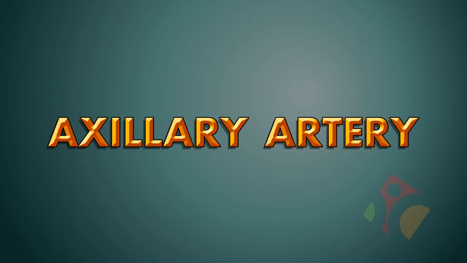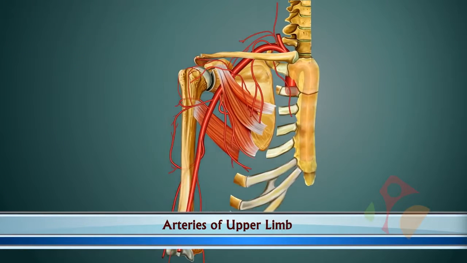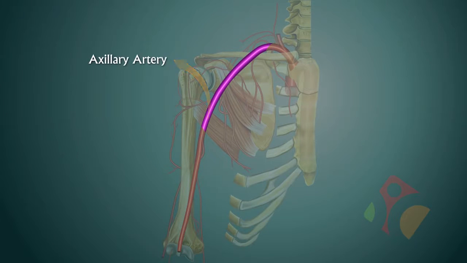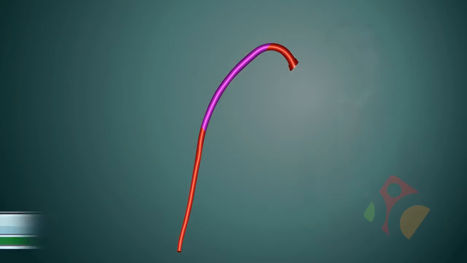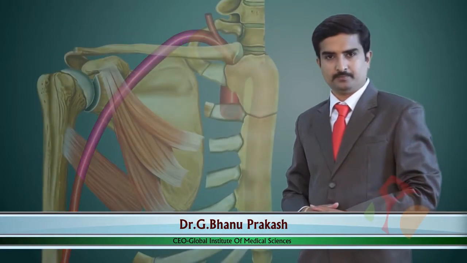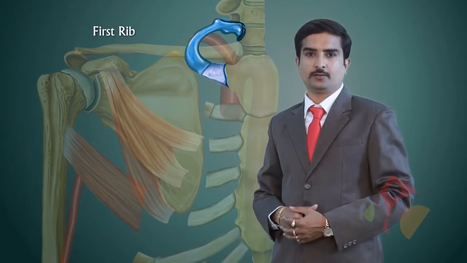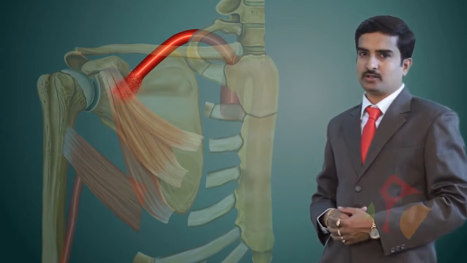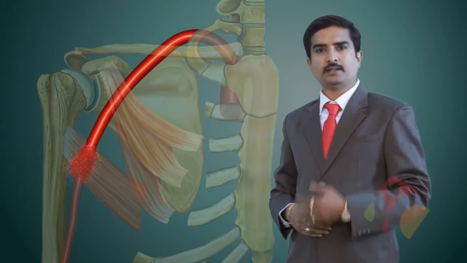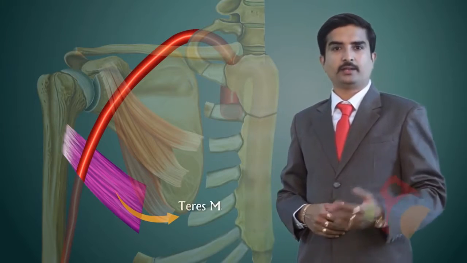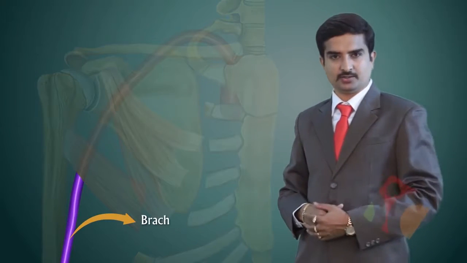Today's class of gross anatomy, after the completion of the arteries of the upper limb, that is the subclavian artery, we are into the next artery that is called the axillary artery. The axillary artery is the main artery of the upper limb. It begins from the outer border of the first rib as the continuation of the subclavian artery and ends at the lower border of the teres major muscle, where it continues as the brachial artery.